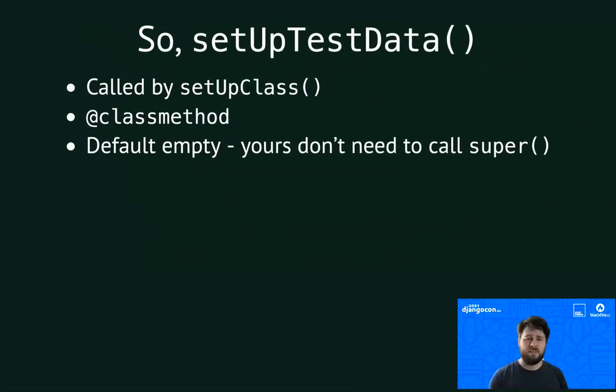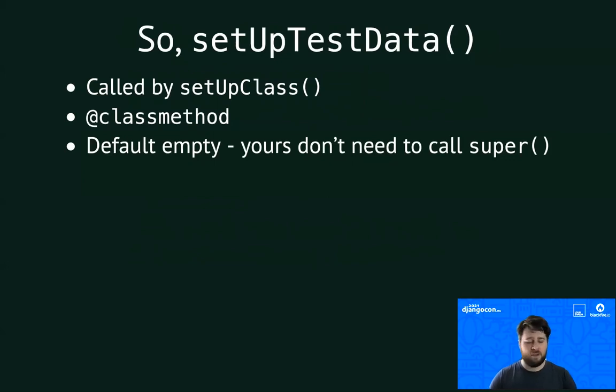As I was covering before, this is a hook called by setUpClass inside Django's TestCase. That implies that it also has to be a class method. So indeed, you have to make sure you decorate it as such. The default implementation is empty, so you don't need to call super. It's up to you to use it to go and create test data.